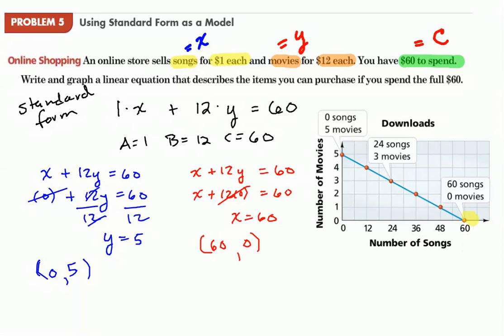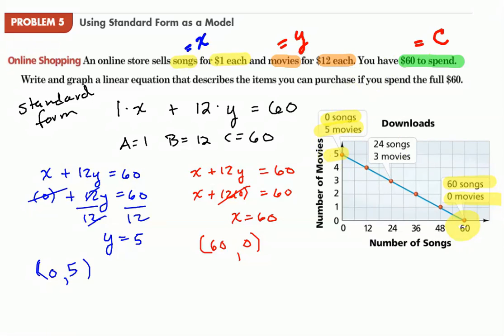So here's our 60. That means that you can purchase 60 songs because they're $1 each, and you could still end up being within $60. So at $1 each, your max amount of songs you can purchase is 60, and in this case, you cannot buy any more movies. Now, for the y-intercept, that was 0 and 5, that would be up here. And notice that at 5, the number of movies that you can purchase is 5 with no songs, because movies are 12. 12 times 5 is 60, and that keeps you within budget.